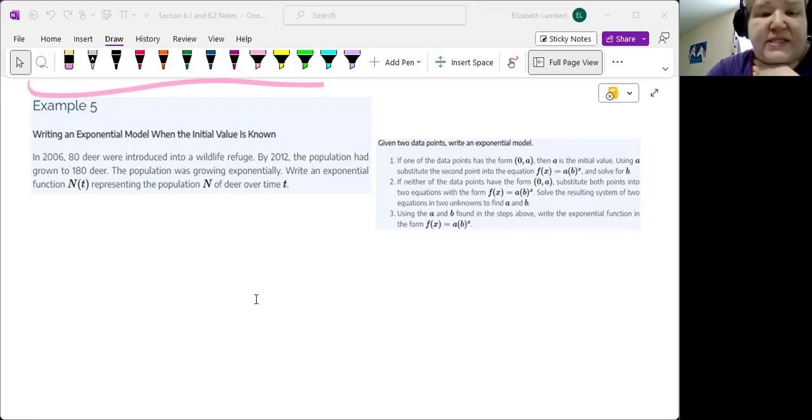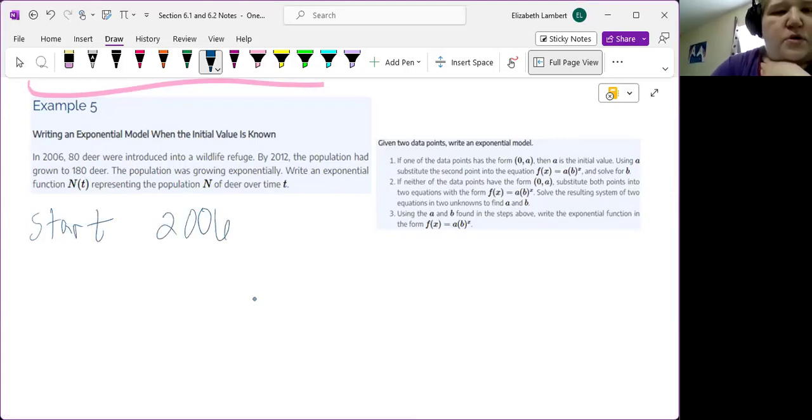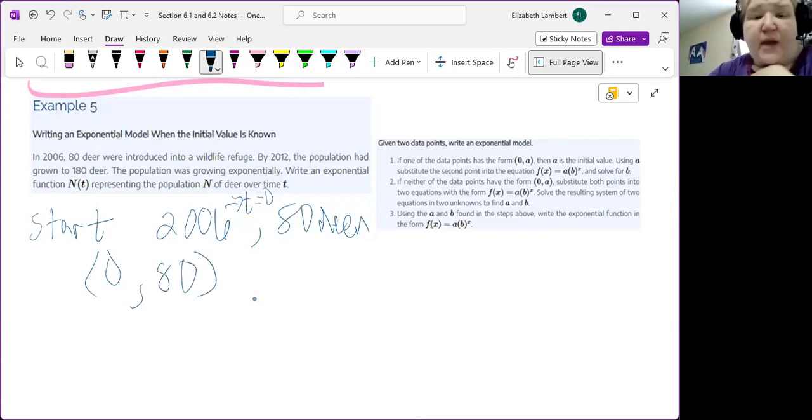So in 2006, like they said, we put 80 deer here. That is our initial value. So that means I'm going to call 2006 my time equals 0. That's my starting time, and 80 deer is my starting population. So that means the ordered pair (0, 80) is a point on our graph.